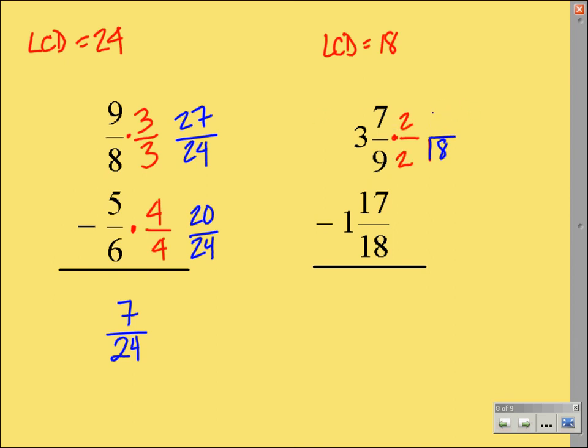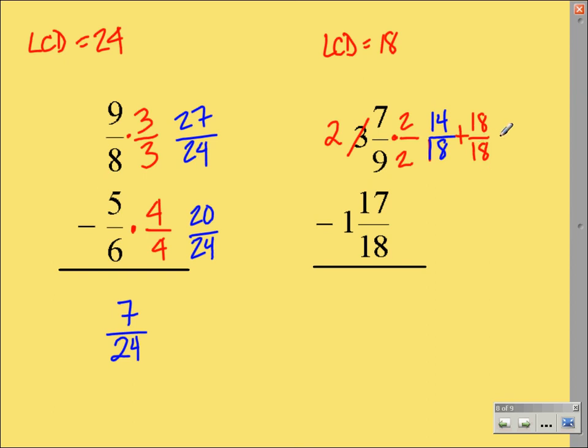7 times 2 is 14. So now I have 14/18 take away 17/18. Well, I can't do that, so I'm going to have to borrow. So I'm going to borrow from the whole number. So borrowing from 3 will make that 2. And then I'm going to add a whole number over here. So I'm going to add 18 over 18.